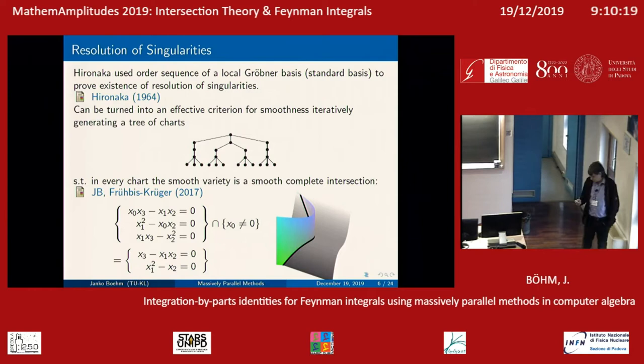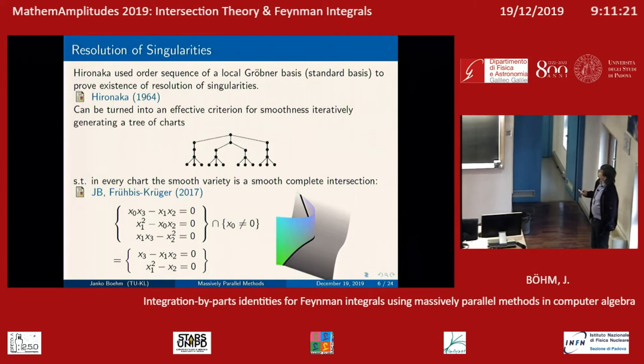If you look at this criterion, of course, you have to check it at every point, and there are infinitely many points. But you can easily turn this into an effective criterion, for example, to test smoothness in the first place, but also then to resolve singularities. What happens there is that you work with the Zariski topology. You look at complements of zero sets of algebraic equations as your open sets. Then you iteratively go to smaller open sets, and you get a covering in the form of a tree of charts. And here you see parallelism coming into the game, because there are usually a lot of leaves in such a tree of charts.